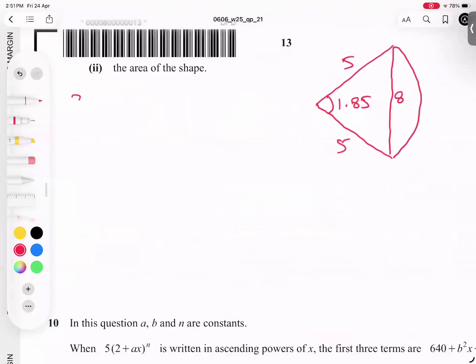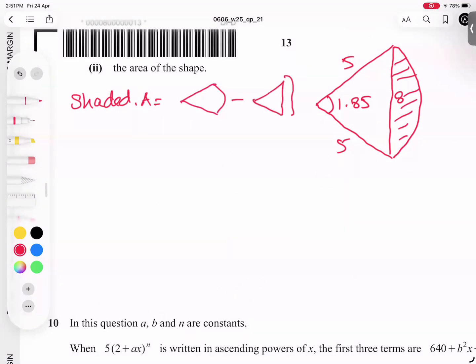What is the planning? How to get the shaded area, students? The shaded area is basically the segment area multiplied by 2. And how to get the segment area: sector area minus triangle area, and the whole answer multiplied by 2. So the sector area is half r squared theta. And for the triangle area, you know the formula, half AB sine theta. A is 5, B is 5, and sine theta.